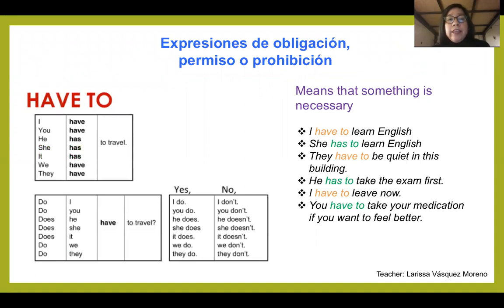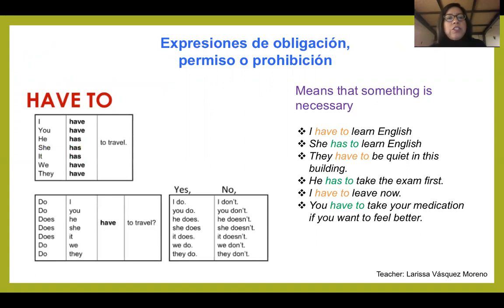Okay, again, here, have to is acting as an auxiliary verb. And it always goes with a verb in infinitive. Okay, the auxiliary verb is the one that changes depending on the pronoun that we have. And then the main verb is expressed in infinitive and it doesn't change. In this case, to travel. I have to travel, she has to travel.